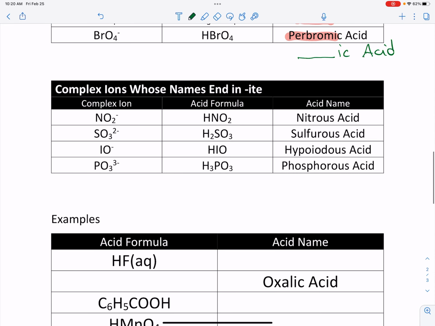None of the names begin with hydro, because again, hydro is only used for binary acids. These names, though, all end in ous instead of ic, acid. So when you had nitrite, you end with the name nitrous acid. Sulfite becomes sulfurous acid. IO minus was the hypoiodite, so therefore this is hypoiodous acid. And phosphite becomes phosphorous acid. So here you see the pattern is something, ous, acid.